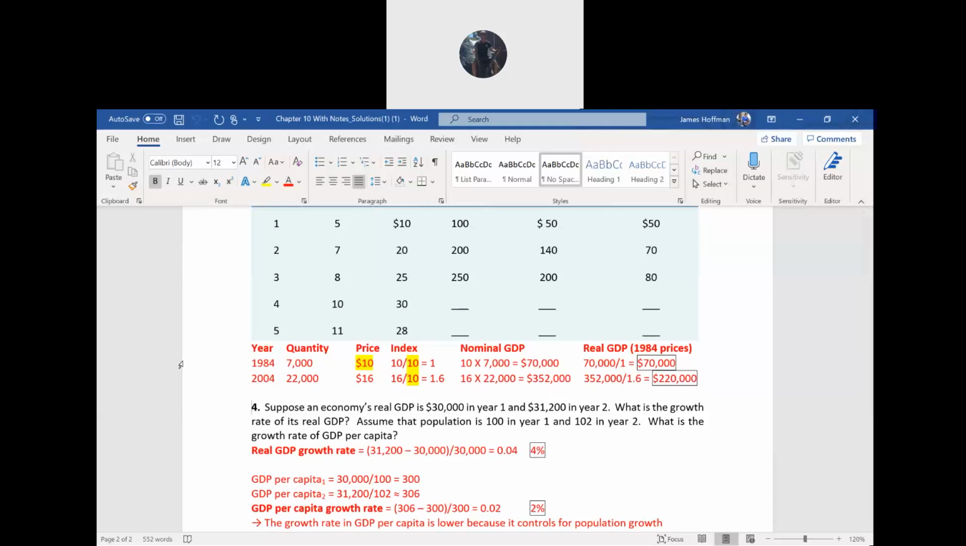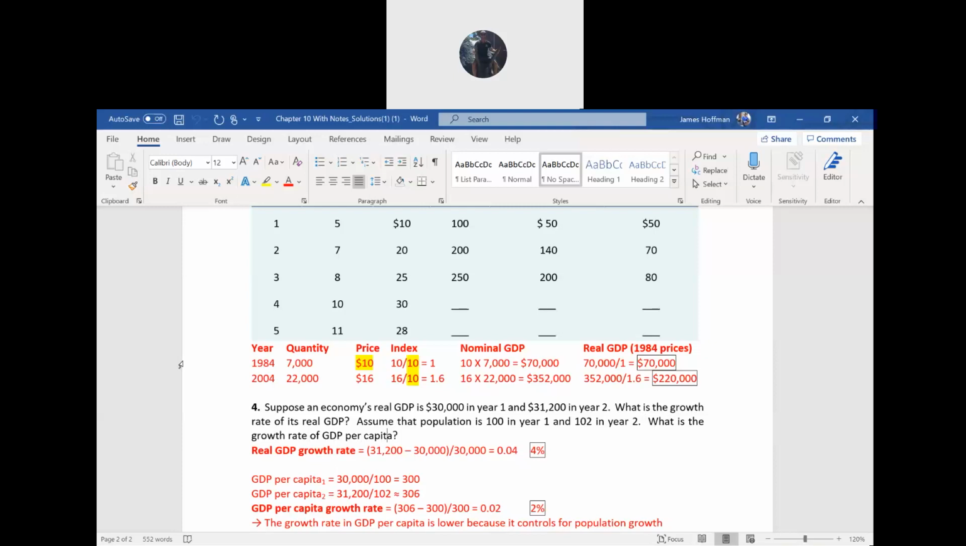Okay, so number 4 is, let's suppose an economy's real GDP is 30,000 in year 1 and 31,200 in year 2. What is the growth rate of its real GDP? And also, let's assume that population is 100 in year 1 and 102 in year 2. And the last question is, what is the growth rate of real GDP per capita?